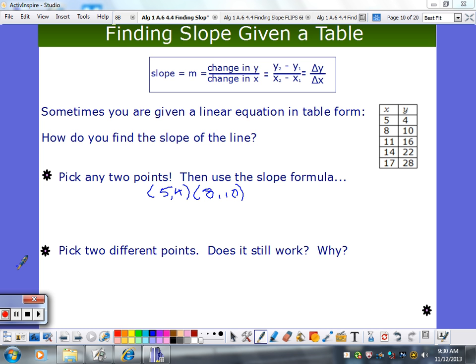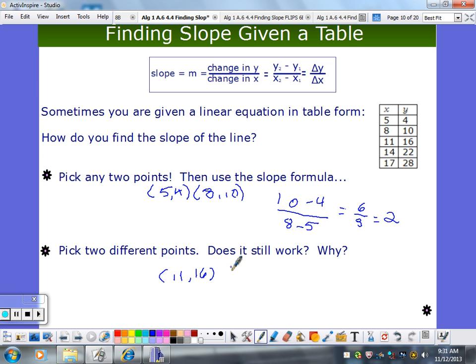So what do we get for that first slope? Let's see. 10 minus 4 over 8 minus 5. Is that right? Okay, 6 over 3, 2. So this slope says that for every vertical change of 2, there's one horizontal change. So now, do we pick two different points? What points did you pick? Okay, skip one.